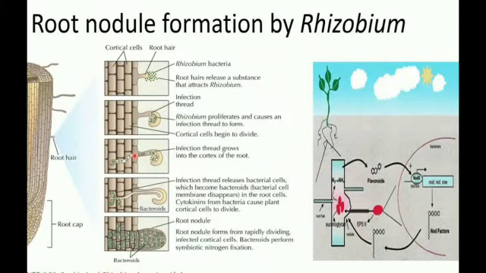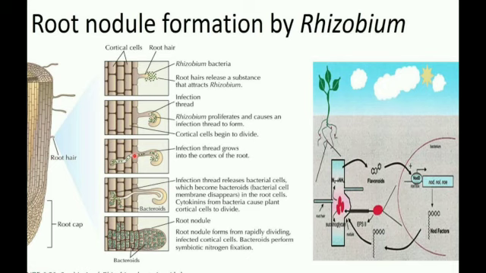Hello students, today we are going to learn about the root nodule formation by rhizobium, or the mechanism of root nodule formation. That means how the nodule is formed around the root of different leguminous crops. As we know, in different crops a small knot-like structure is formed at the root tip or around the roots. So how that root nodule is formed, we have to discuss in this lecture.